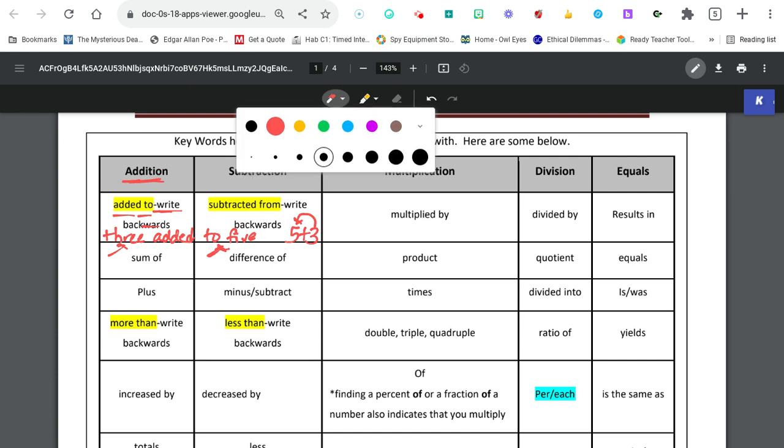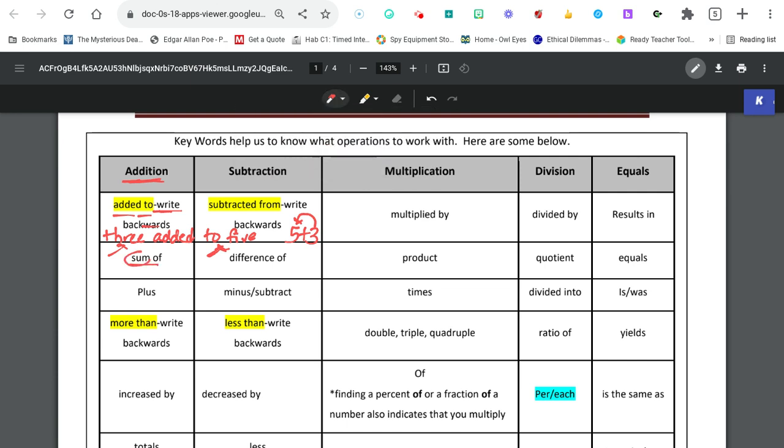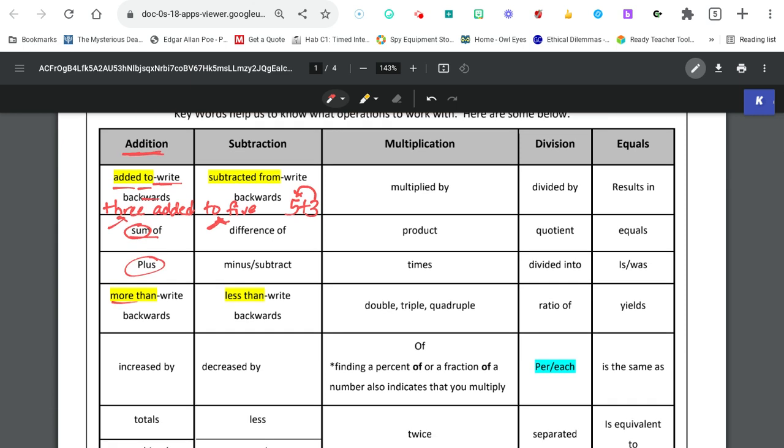Okay? All right, if you see sum of or sum, that means to add. Of course, we all know plus means to add. More than is also another one you have to write backwards, and I have it highlighted, added to and more than. If I ask you what is 3 more than 2? Of course, you would tell me the answer is 5, okay?